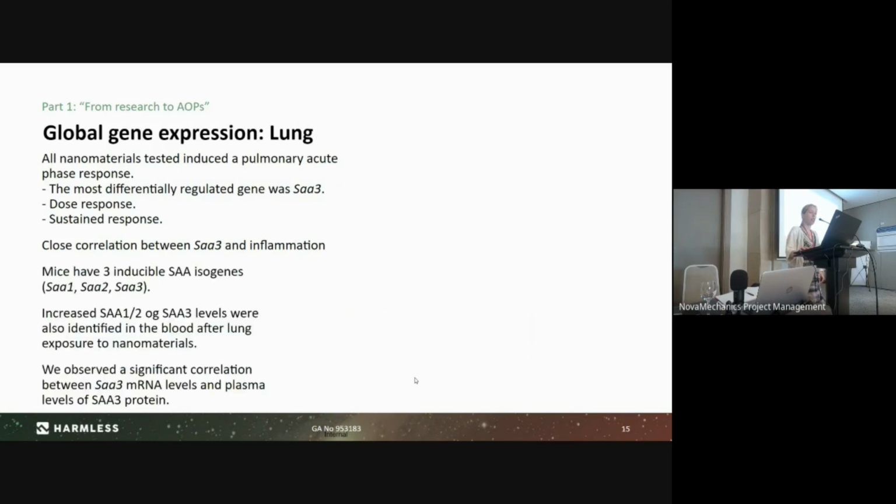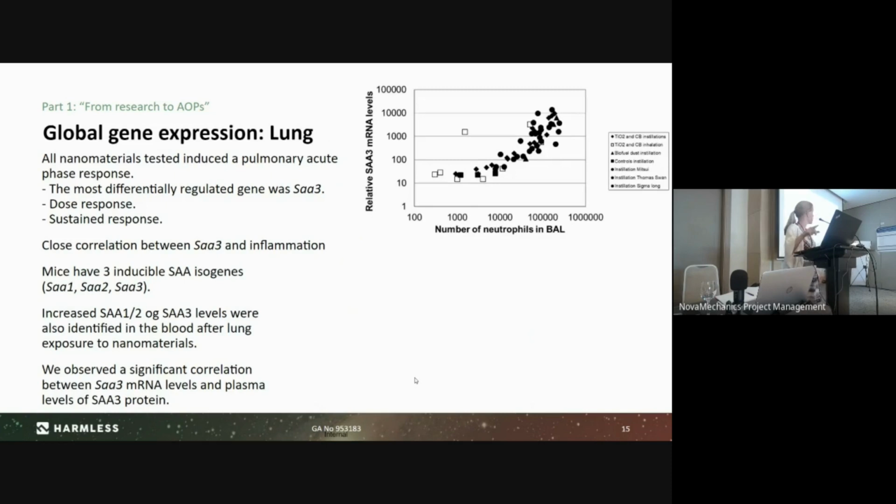I'll just find this. This is the figure, the one that should come. So here on this graph, you see the number of neutrophils, that's inflammation, on the x-axis, and you see the relative SAA3 mRNA expression in the lung on the y-axis, and there was a nice correlation.